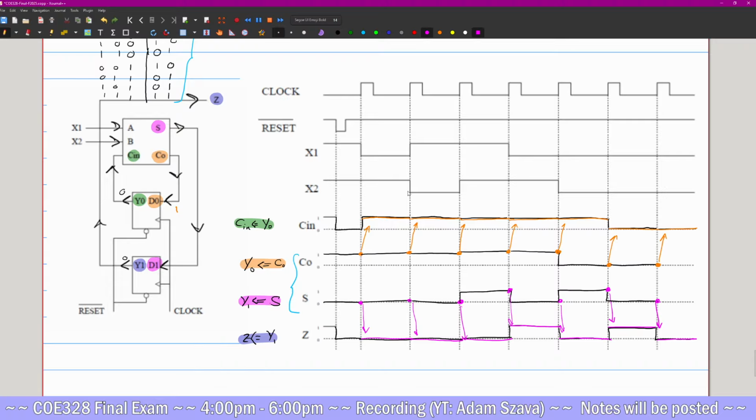What's going on? Okay, on the first clock, X1 high or low? On the first clock, X1 is high. At the moment of the first clock, X1 is high. It's like the edge is there, right? Like that's where the edge is.